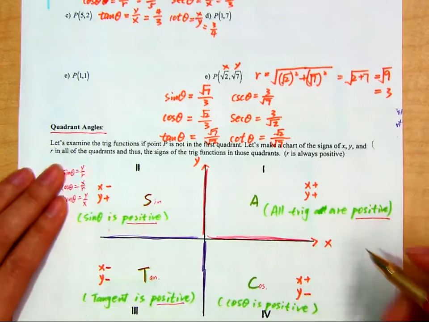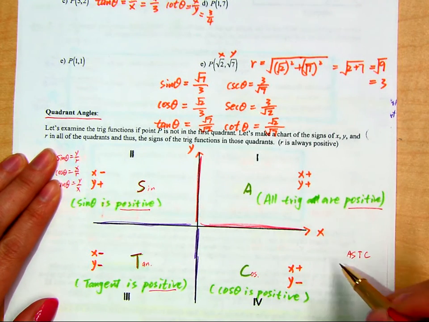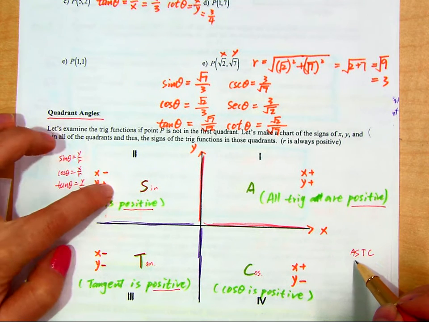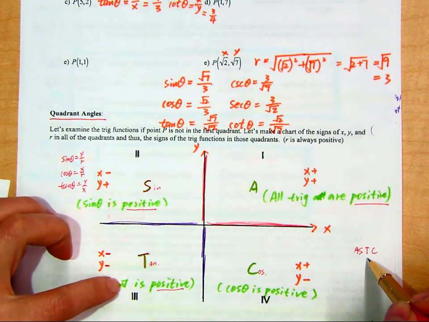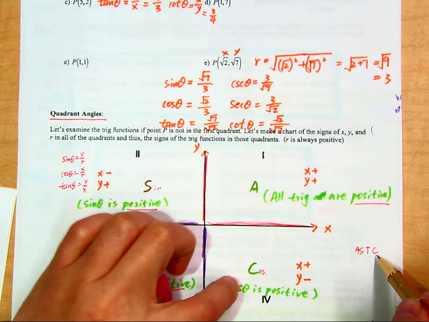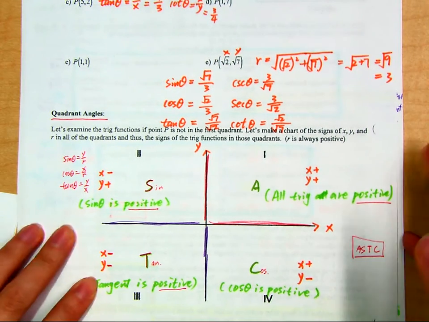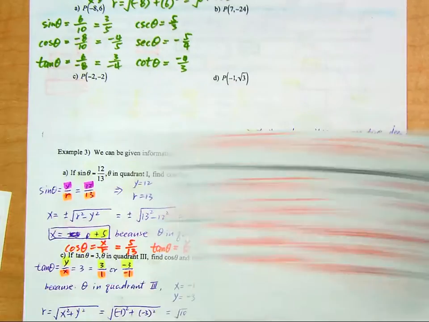Okay, that's why we do A, S, T, C. A means first quadrant, all trig positive. S means sine is positive in the second quadrant. T means tangent will be positive in the third quadrant. C means cosine will be positive in the fourth quadrant. That's how you can memorize this. And then look at the next page, how we apply this to a question.